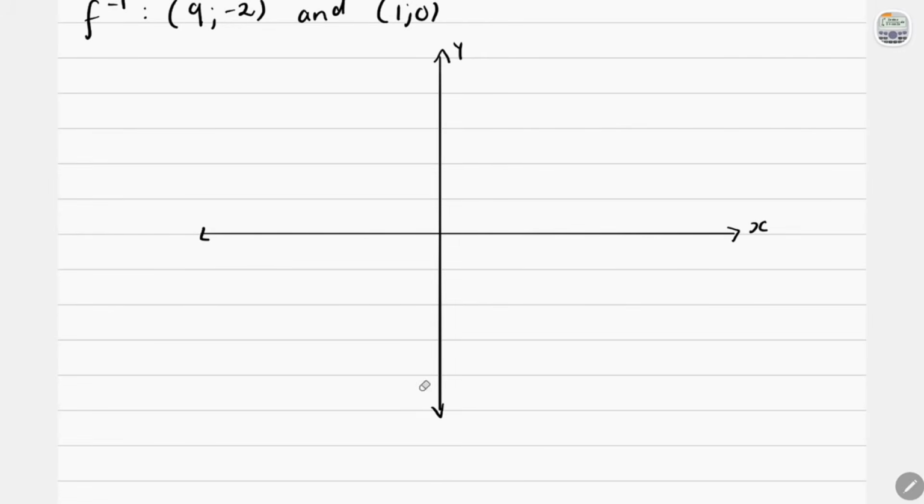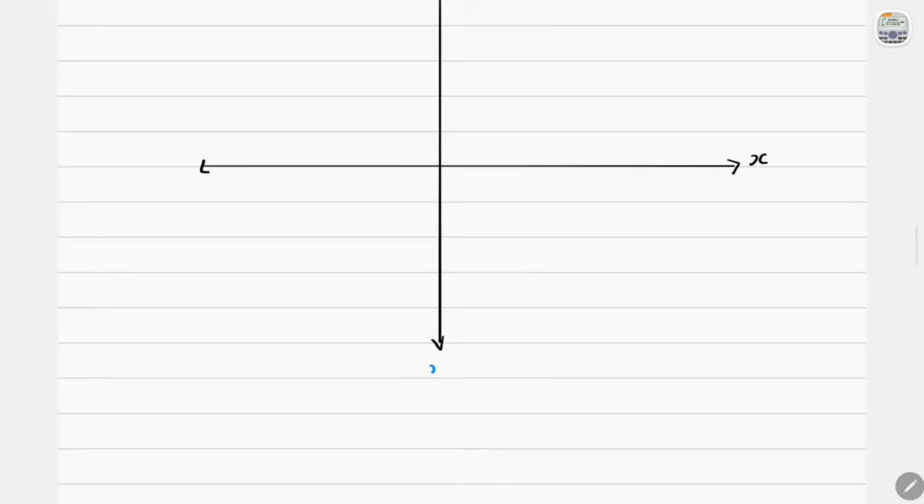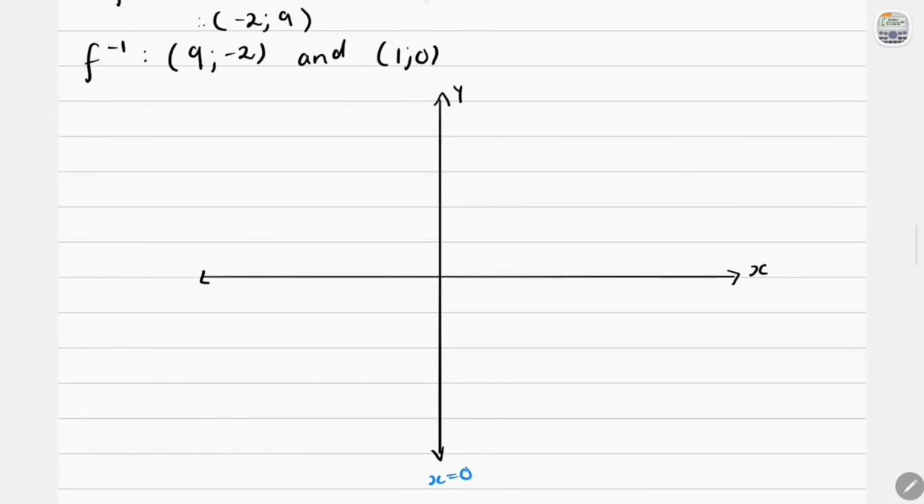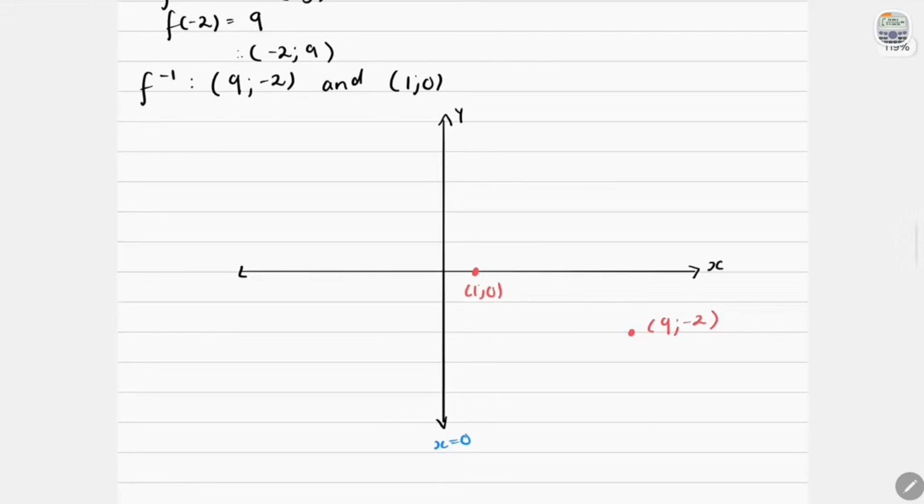So it will have a dotted line here, but we're not going to draw it down. I'll just write the equation. x equals 0, and now we can put down our points. The first point we have, I'll just start with that, is 1 and 0. And then the other point is 9 and -2. Okay, so positive 9 and -2. I'll just put that like here. You can already see the shape that this exponential is taking. It's going to move like that.